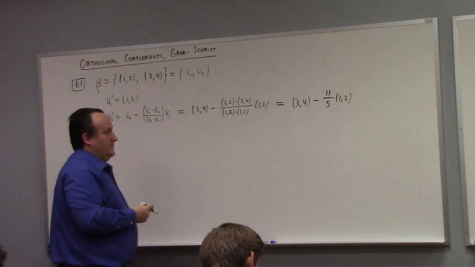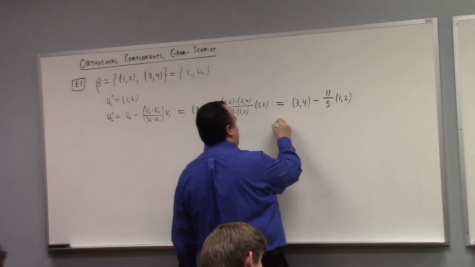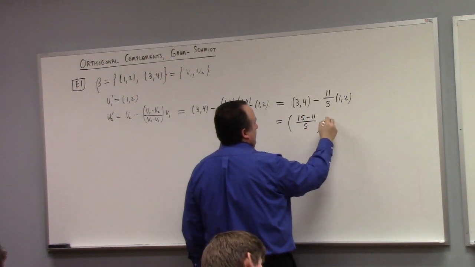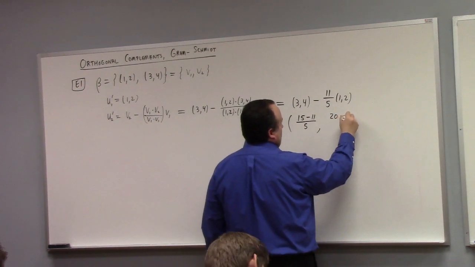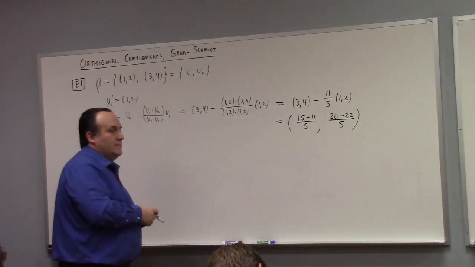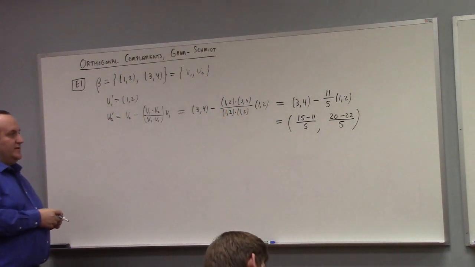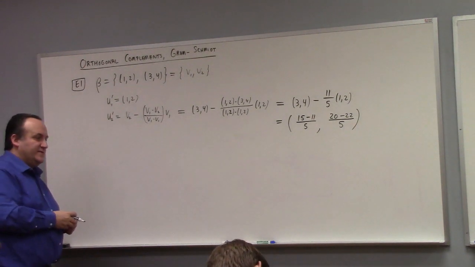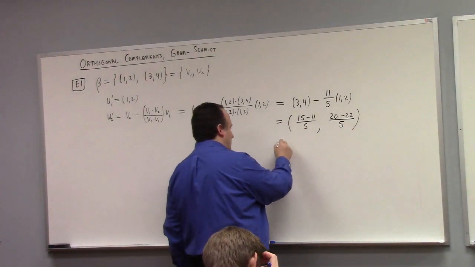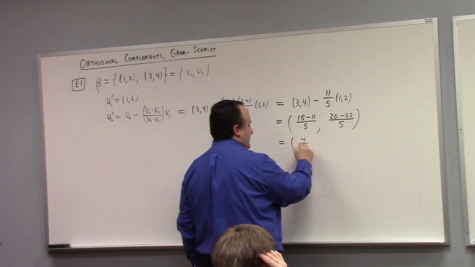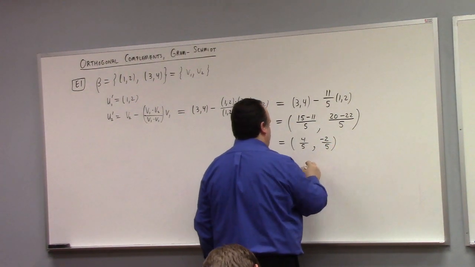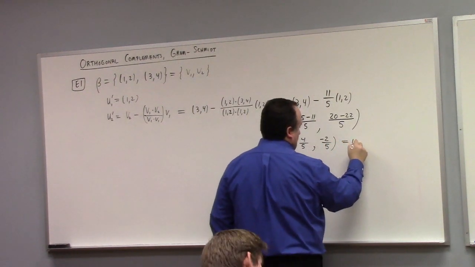Now I need to think about fractions, yeah? So that's going to give me (15 minus 11) over 5 and (20 minus 22) over 5. Am I right? What's 4 in terms of fifths? It's 20 fifths, right? What's 3 in terms of fifths? It's 15 fifths. So that gives me, apparently, (4 fifths, minus 2 fifths). There you go. That's my u2 prime.